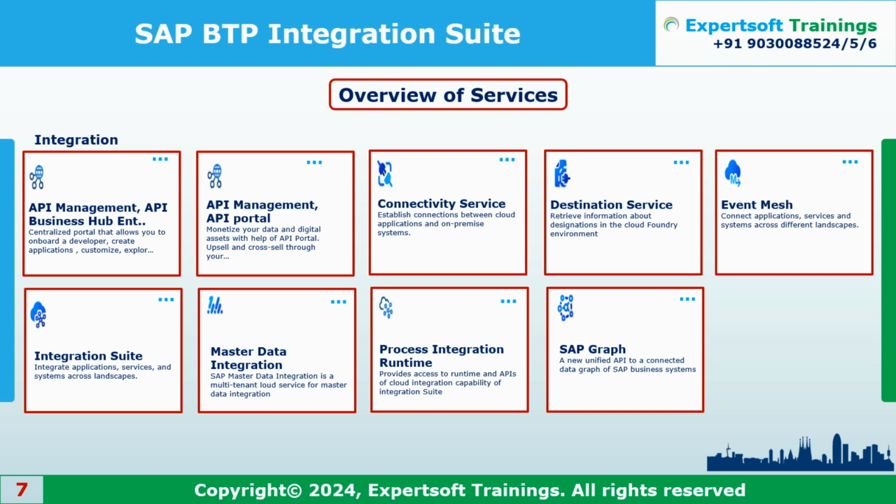Other than that, we have connectivity services between the cloud applications and the on-premise systems, as I told you. This is nothing but the cloud connector and the destination service. We need to create the destinations in cloud integration to allow them to communicate. That is the destination service.